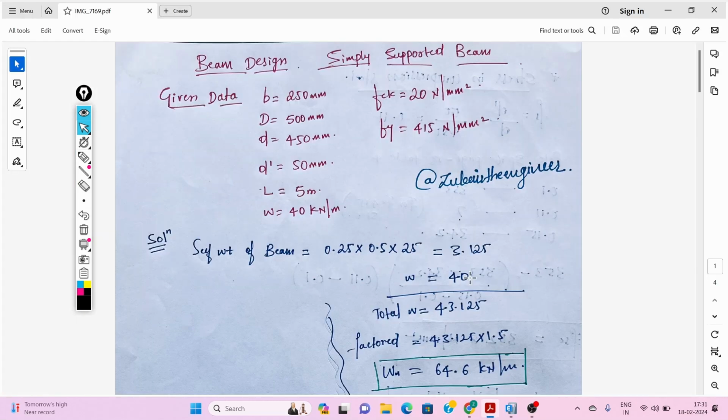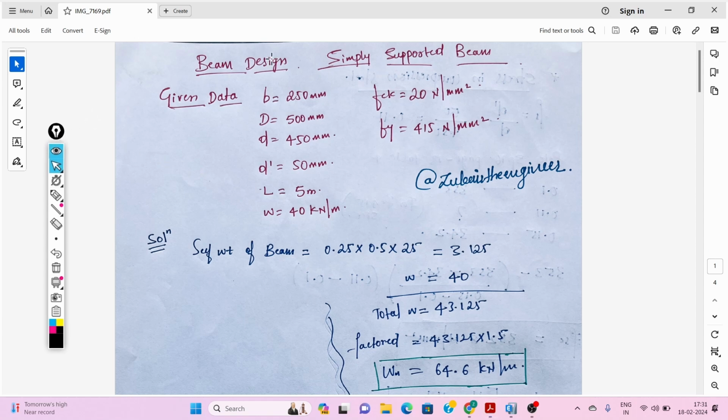In this video, we will see the design of a beam. Okay, the design of a simply supported beam.